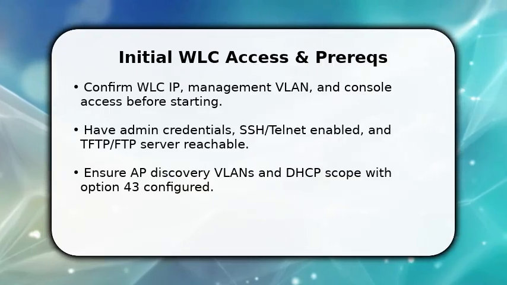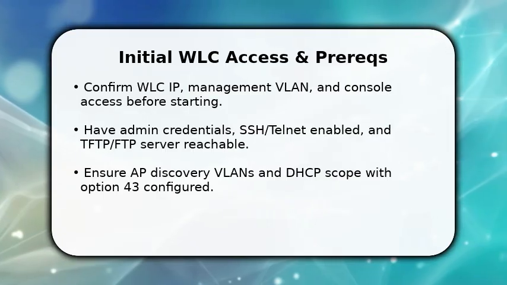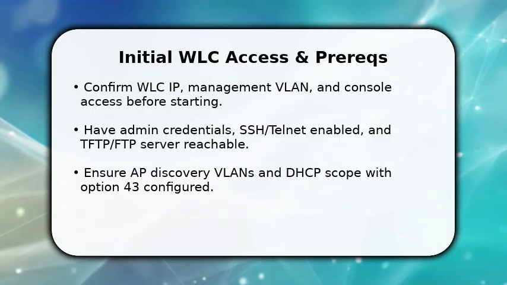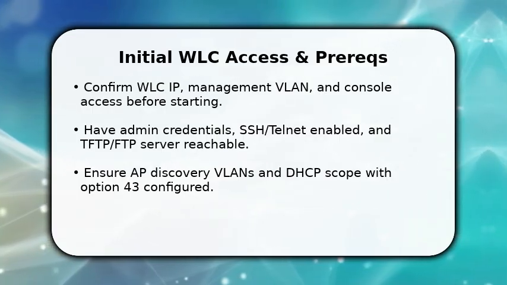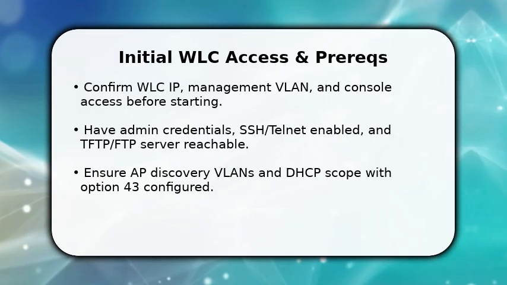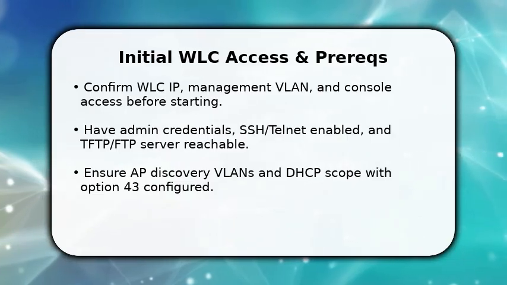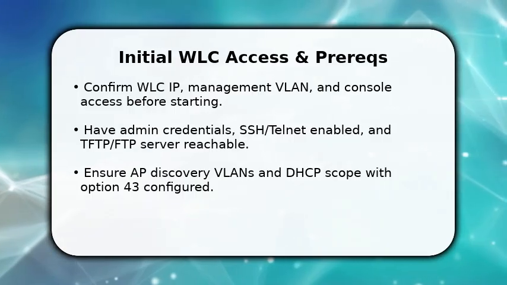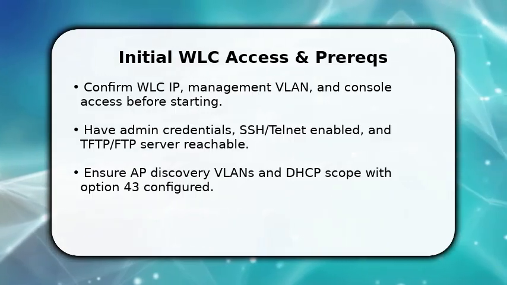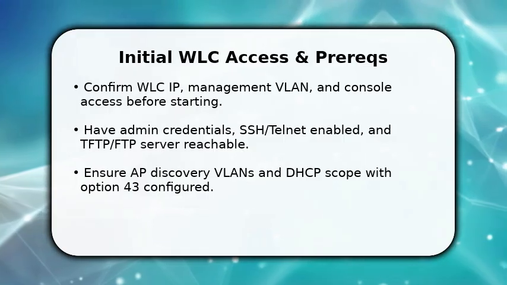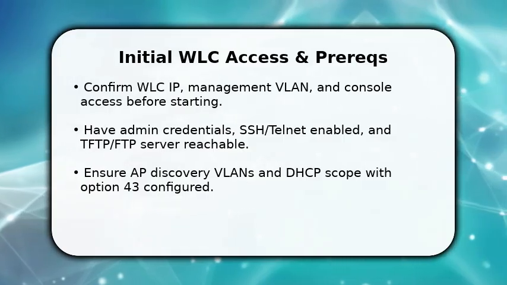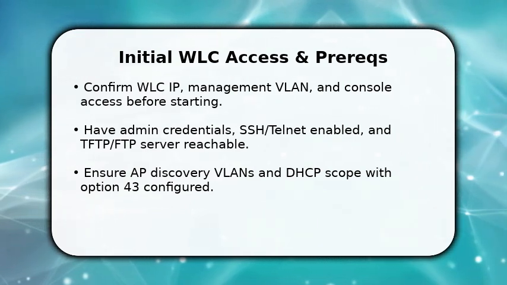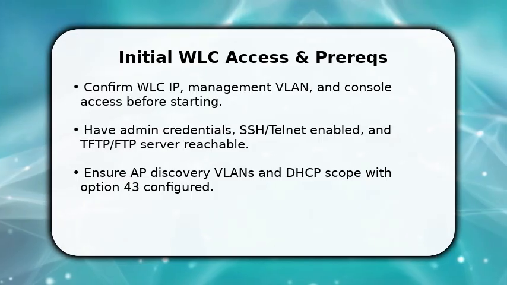You start by getting access to the WLC console and verifying prerequisites. Log in over console or SSH as admin. Check the management IP and gateway so you can reach the unit from your laptop. Make sure a TFTP or FTP server is up for image and config transfers, and that DHCP with option 43 is available for AP discovery. Once done, confirm the management VLAN is reachable from your network and you have the right credentials. This prevents delays when you push the first config.